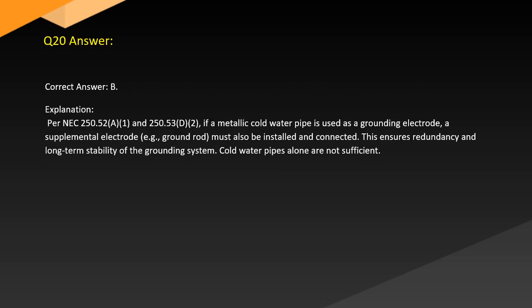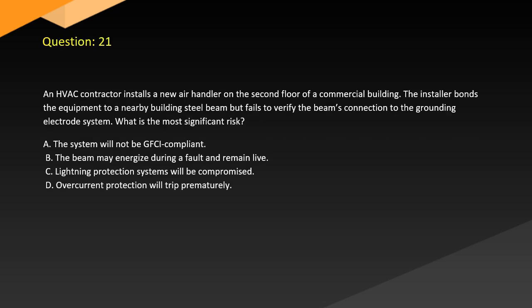Answer. Correct answer: B. Explanation: Per NEC 250.52(A)(1) and 250.53(D)(2), if a metallic cold water pipe is used as a grounding electrode, a supplemental electrode, e.g., a ground rod, must also be installed and connected. This ensures redundancy and long-term stability of the grounding system. Cold water pipes alone are not sufficient.